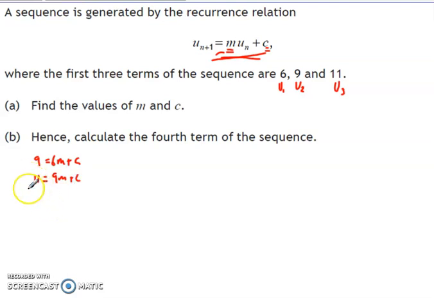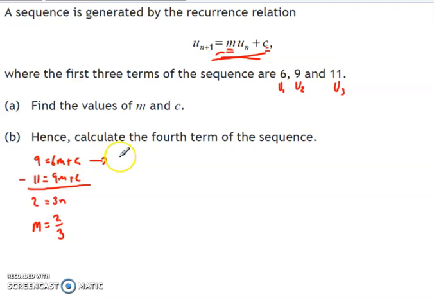What I can then do is treat these like a pair of simultaneous equations and subtract the top equation from the bottom equation. If I do that, the c's will disappear. I'll then end up with 3m equals 2. From that, I can say that m is equal to 2/3. What I can then do is take m equals 2/3 and substitute it into either of these two equations. From that, I'll be able to calculate c.